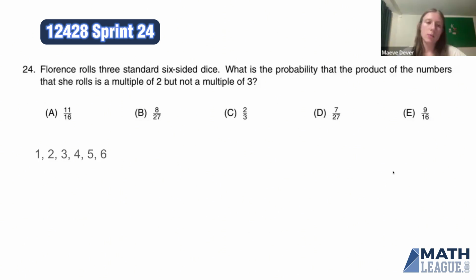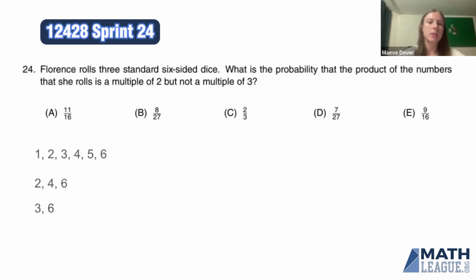Like that. Of these numbers, 2, 4, and 6 are multiples of 2, and 3 and 6 are multiples of 3. So this means when you roll a die, there's a 3 out of 6 or a 1/2 chance that you roll a multiple of 2, and a 2 out of 6 or a 1/3 chance that you will roll a multiple of 3. And importantly, these are independent probabilities.